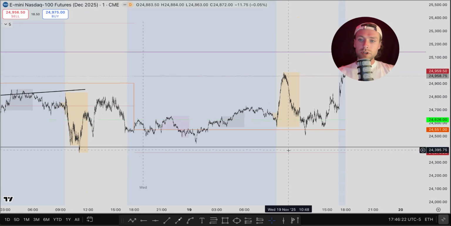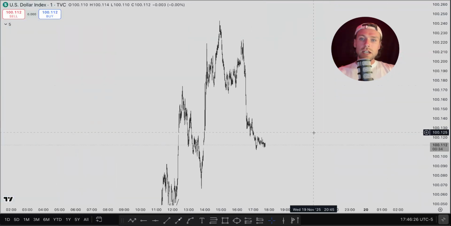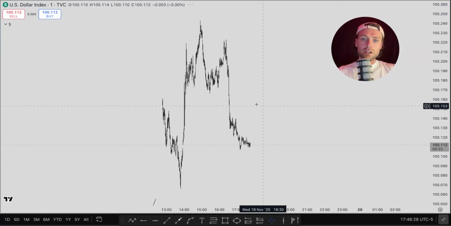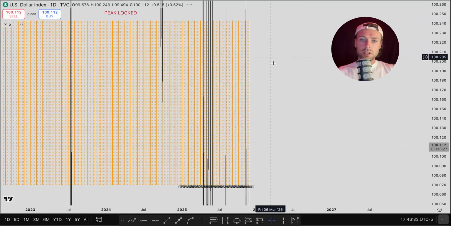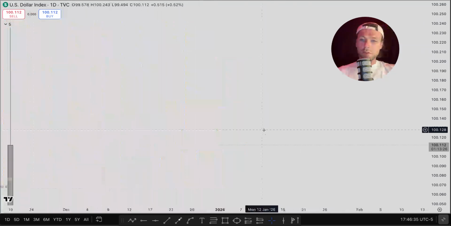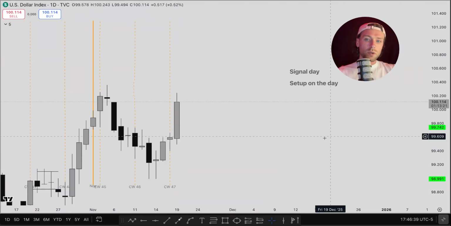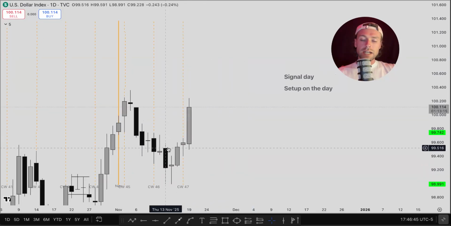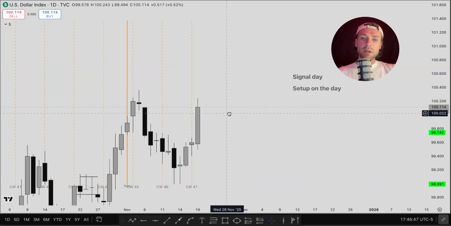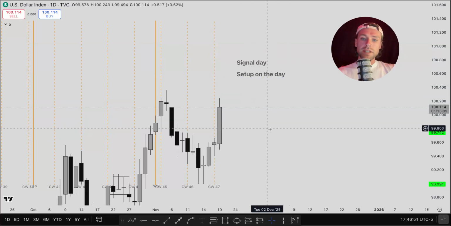NASDAQ, same story. 3 lower closes, looking for the signal on the day. So let's look at the dollar now. Let me go to the daily. The dollar is going to close in an hour, and it's going to close in breakout. We're closing outside the previous candle's ranges, closing in breakout. So that's going to be our signal day. And now what we want to do is wait for the setup on the day.